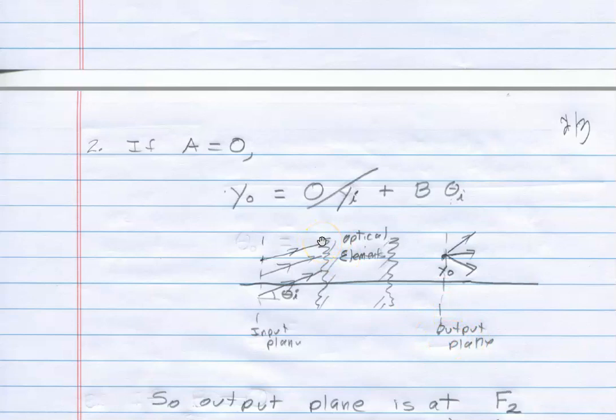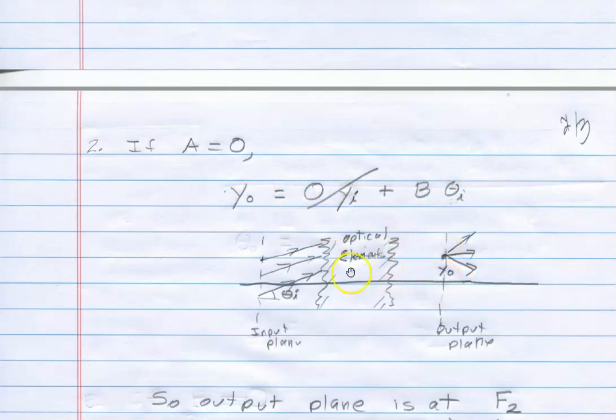This is kind of interesting because it says that no matter what my point is along this input plane, no matter what yi is, since A vanished, there is no y input. No matter what the height is, every ray that comes from this plane at the same angle, so theta i for these parallel rays coming at the same angle, by the time it gets to the output plane, they're all going to come from the same y naught, from the same height.